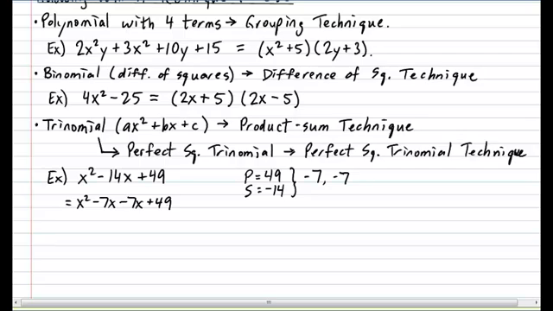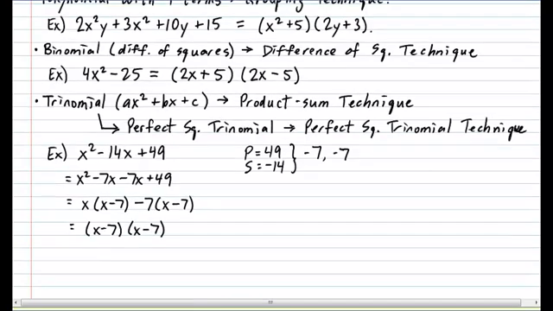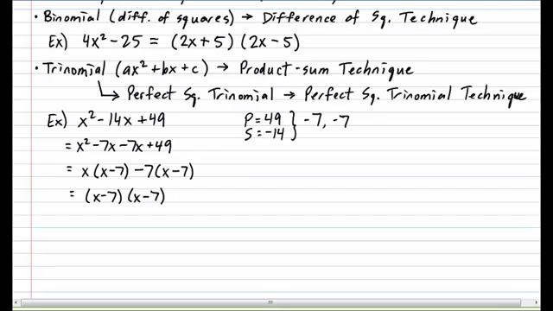Now you have four terms, so right away I'm going to use grouping technique. So that's going to become x multiplied by x minus 7, and over here I'm going to take out the negative 7, leaving behind an x and a negative 7, and finish up using the common factor technique, x minus 7 multiplied by x minus 7. So it's very nice with the product sum, but if you are skilled at noticing that this trinomial was in fact a perfect square trinomial, then you could have done this right away.